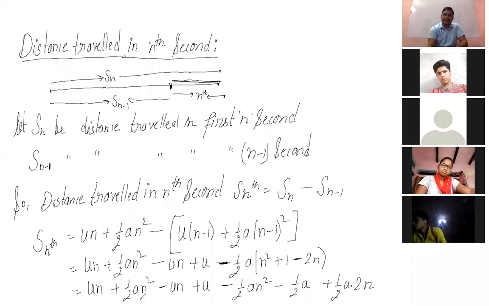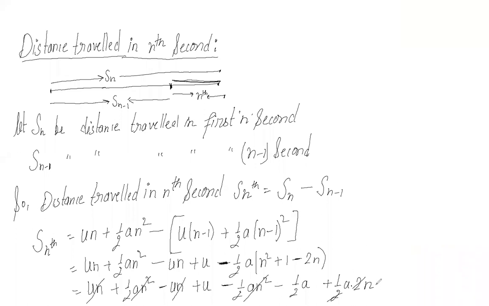So now you can cancel out. What can you cancel out? This un will be cancelled out. This half an square will be cancelled out. Now you can see what is left: u minus half a. This 2 can be cancelled out. This 2 can be cancelled out. We can see here.